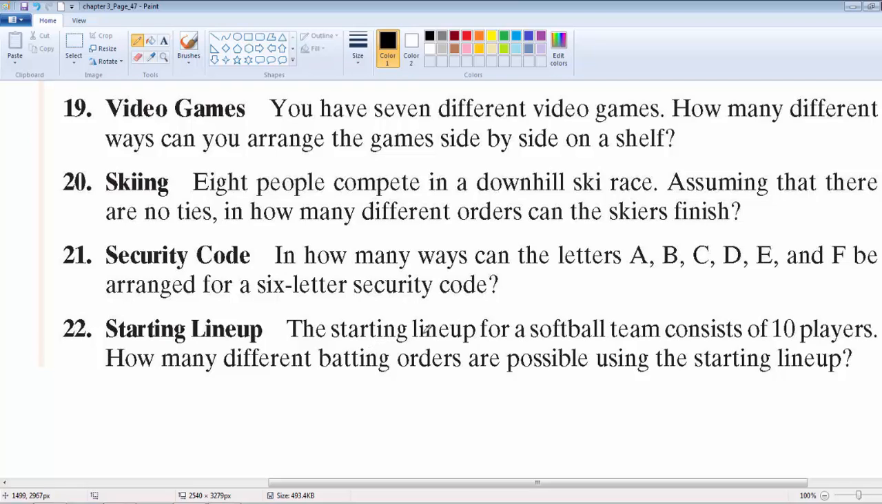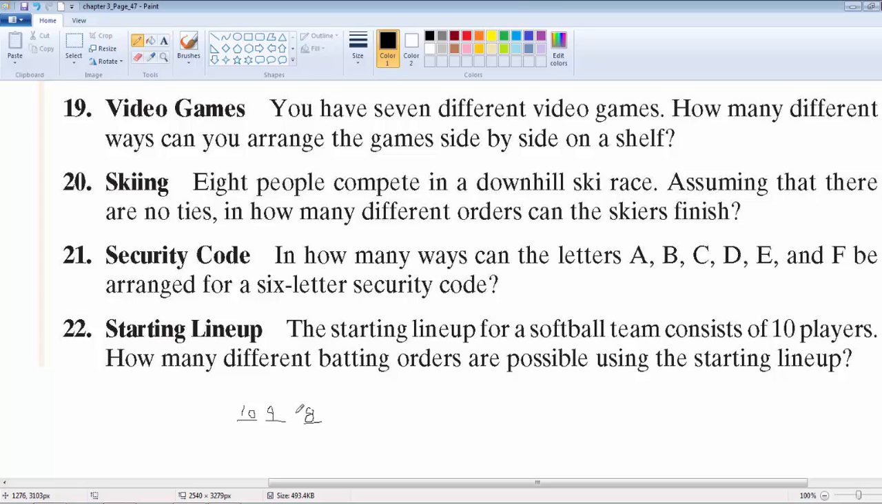The starting lineup for a softball team consists of 10 players. How many different orders can you select for who's batting first, second, and third? Here I'd see only 3 members that would be batting, so I'm going to put 3 lines to represent each. There are 10 possible people who could go first, 9 possible people who could go second, and 8 possible people who could go third. So the answer is 10 times 9 times 8.